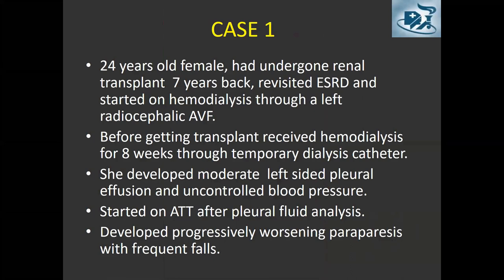This 24-year-old female had undergone renal transplant about 7 years back, had again reached end-stage disease, and was started on hemodialysis through a left radiocephalic AV fistula outside. At the time of getting the transplant 7 years back, she had received a few sessions of dialysis through a neck vein, a jugular dialysis catheter. Now when she was started on dialysis, she developed left-sided pleural effusion, and she had all features of central venous stenosis.